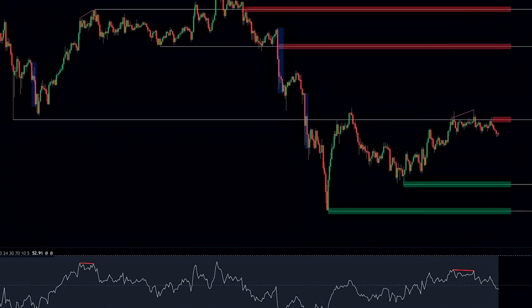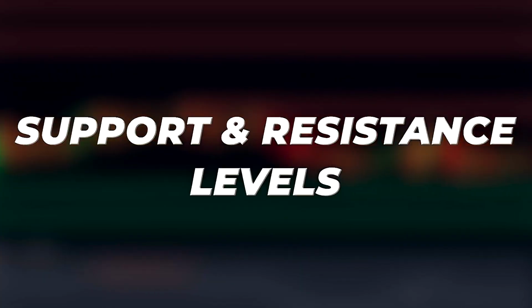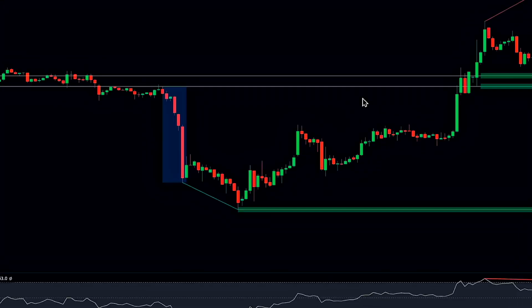So how do we use these three features, divergences, correction zones, and support and resistance levels, to make some sweet trades? Let's kick things off with divergences and pair them with correction zones for some juicy profits.